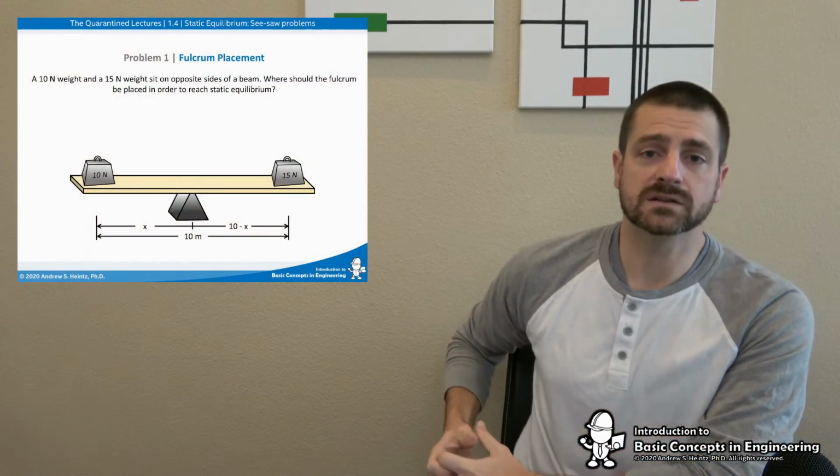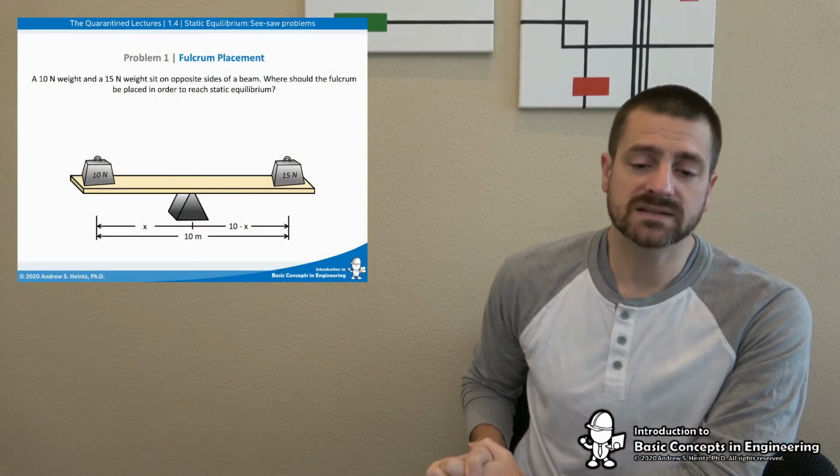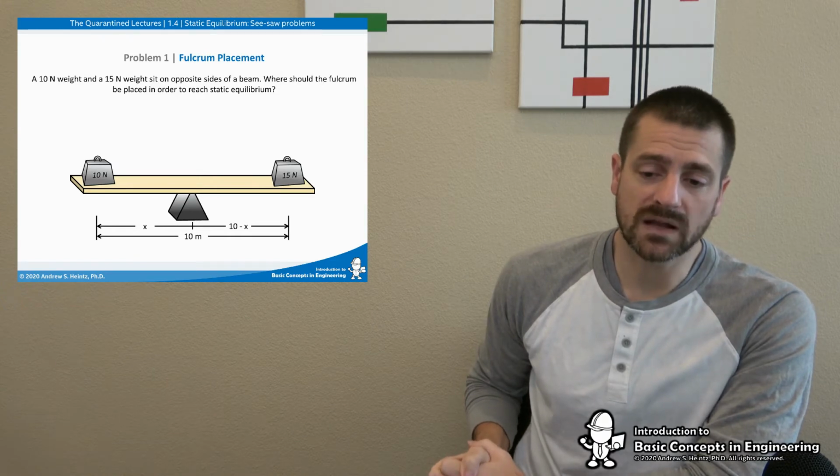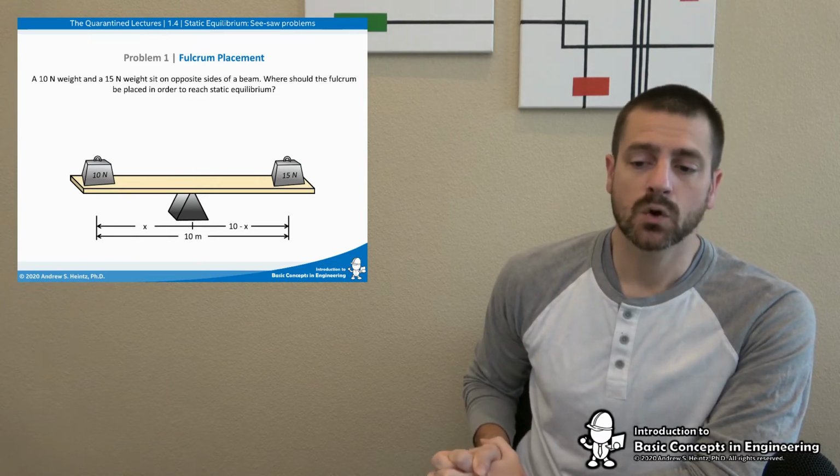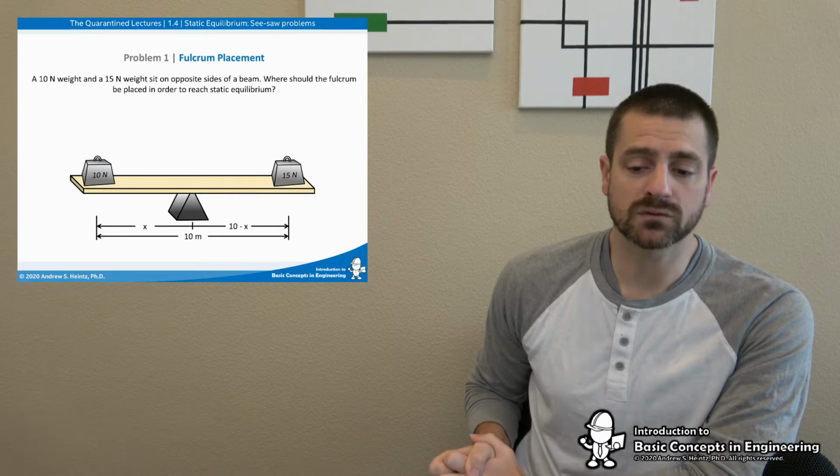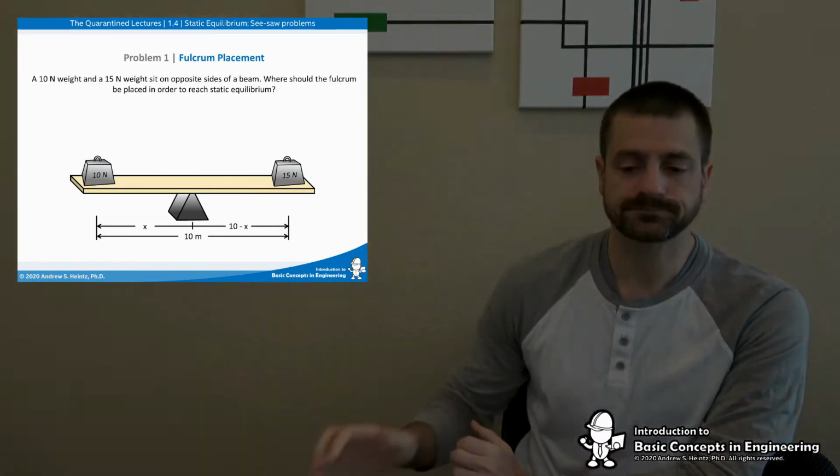So what we're going to do now is go through a series of problems. I'm going to talk it out, and we'll go through them. The first problem is fulcrum placement. A 10 Newton weight and a 15 Newton weight sit on opposite sides of a beam. Where should the fulcrum be placed in order to reach static equilibrium?